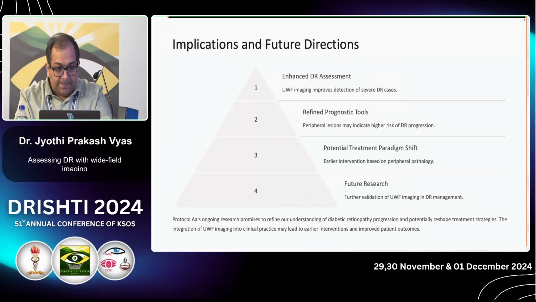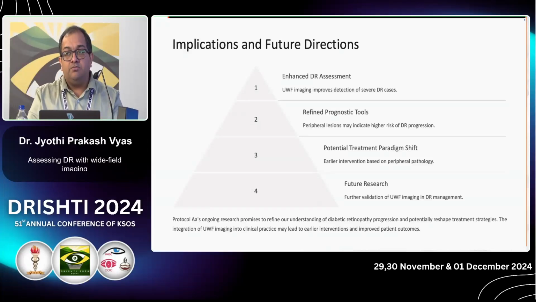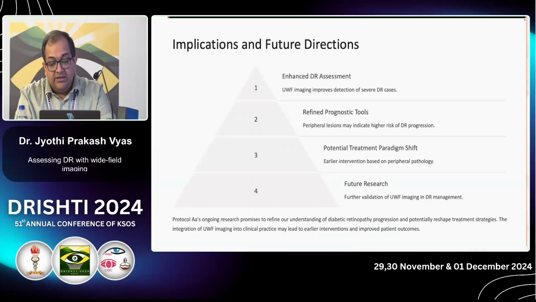The implication of this is that we tend to have an enhanced DR assessment at an early initial screening stage. We can refine prognostic tools. After the AA protocol, this has been incorporated into the most upcoming clinical trials, and it has the potential for a paradigm shift in the treatment protocols for diabetic retinopathy in the future.